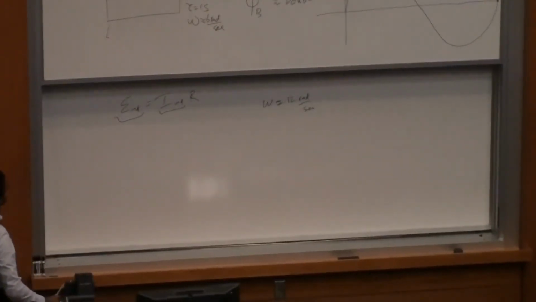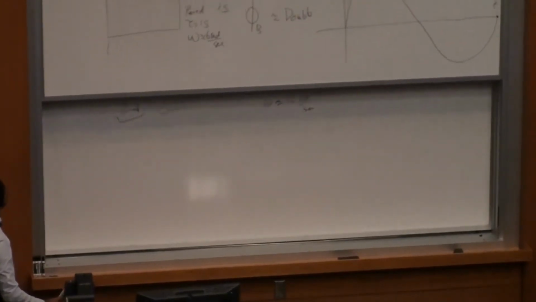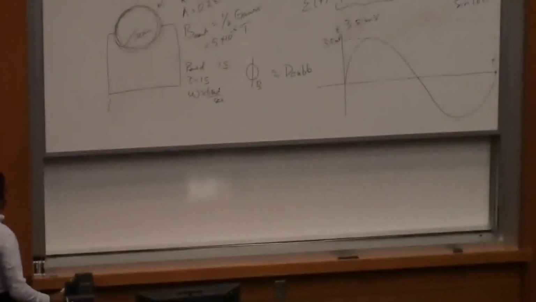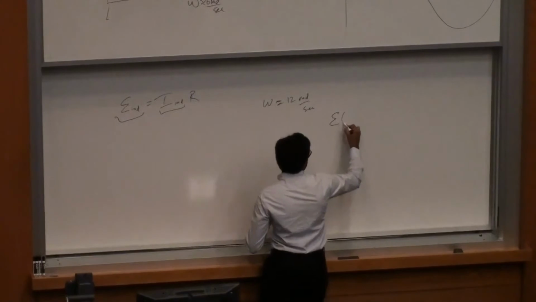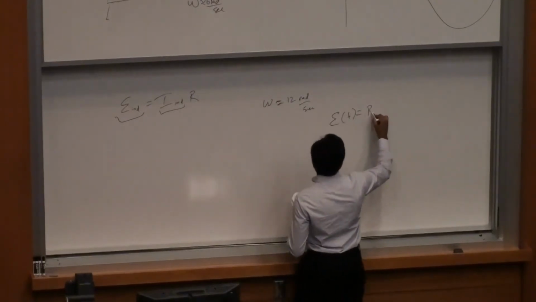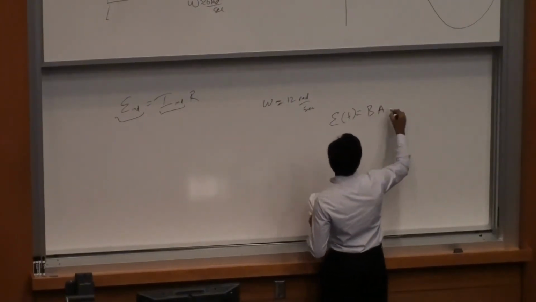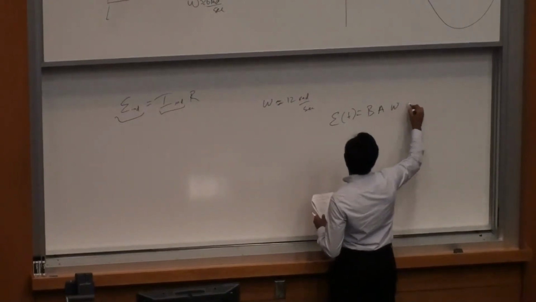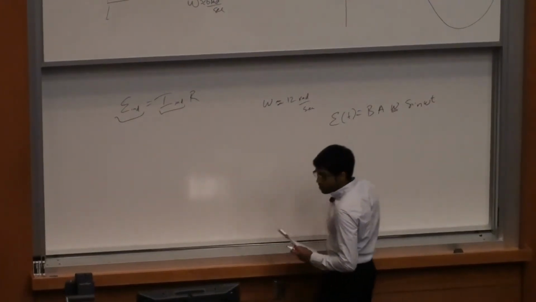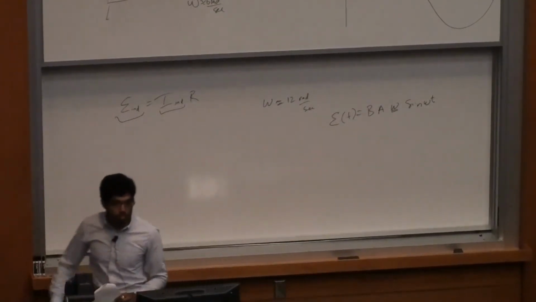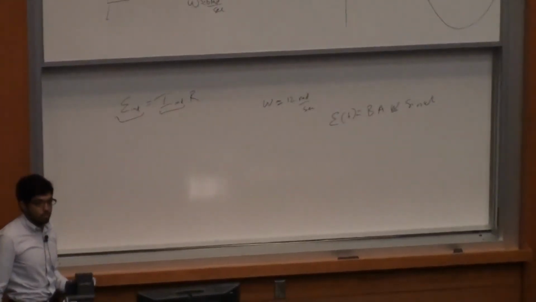Where's my EMF? Did I erase it? Yeah, I erased it. So, well, if you look back to your notes if you're writing, I know my EMF as a function of time equals the magnetic field times the area times omega times sine of omega t, right? So I have this omega. So my EMF magnitude will also double at this point.